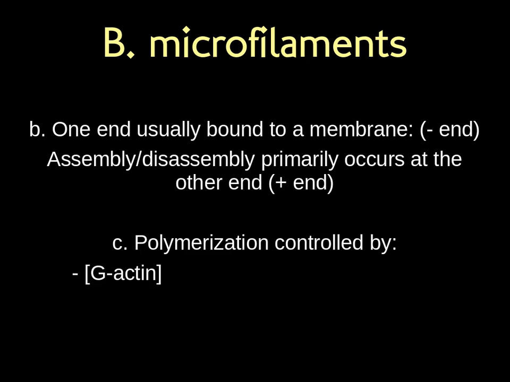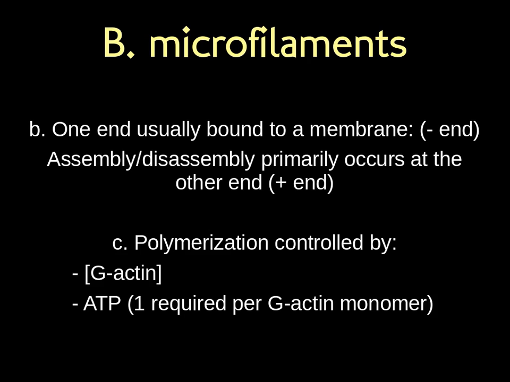Also, this takes energy. We can't just do this without energy, so the availability of ATP also controls the polymerization of microfilaments. We need 1 ATP per G-actin monomer that we add to the entire string.